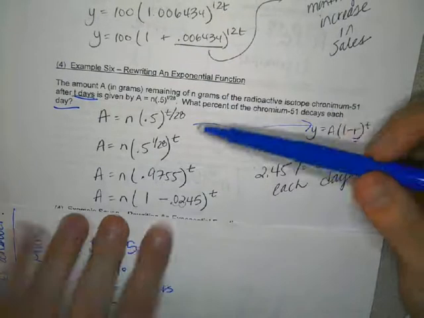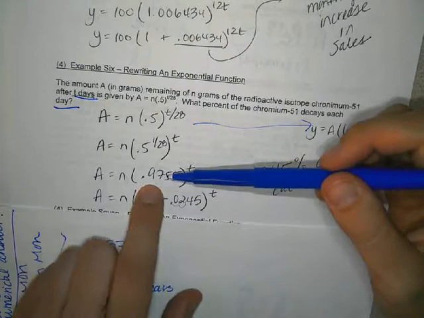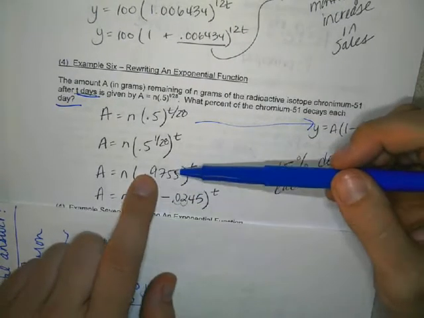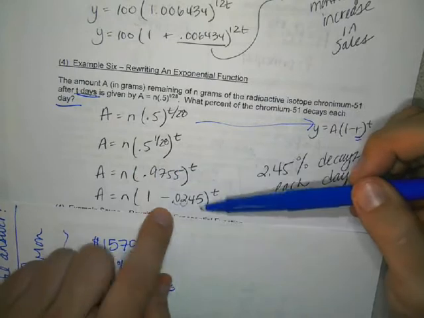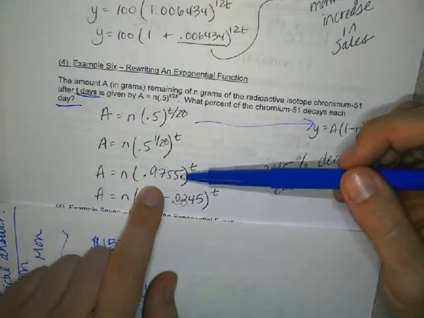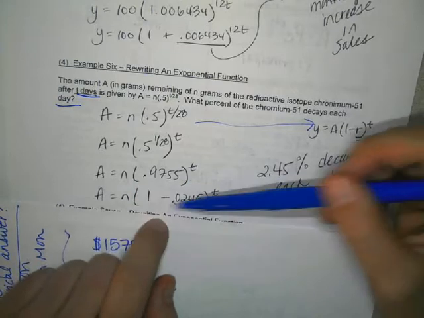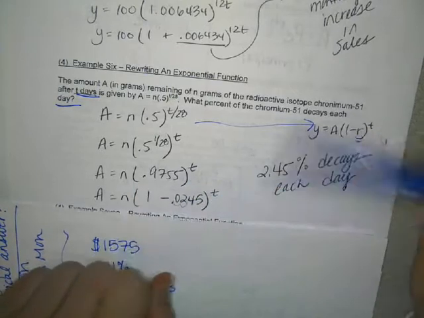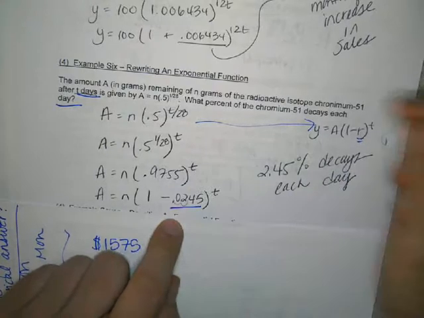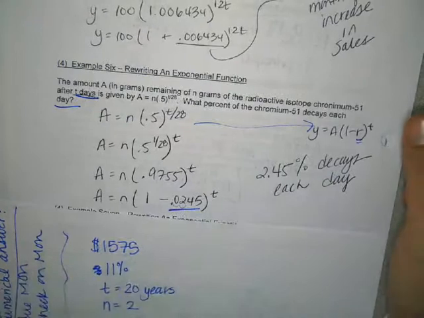And then I get this, and to get it back to 1 plus or 1 minus, I have to take that away from 1 to see what I would have had to have here to get 0.9755. And so 1 minus 0.0245 gives me that expression. And what that does is give me my rate, which is 2.45% that would decay each day.